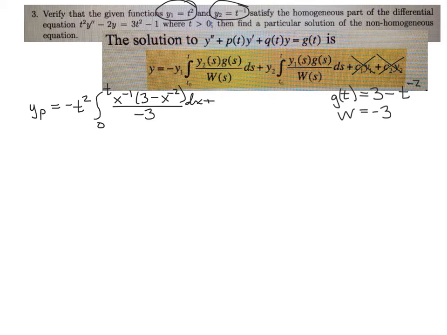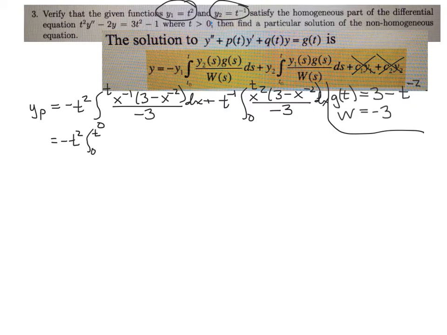Then plus y2 times the integral from 0 to t, y1 of x, g of x, divided by the Wronskian. All right, do a little simplification here before we integrate.